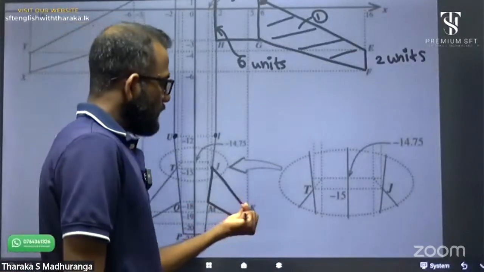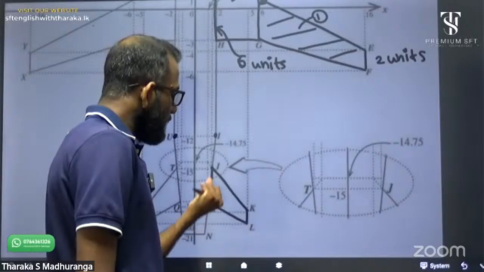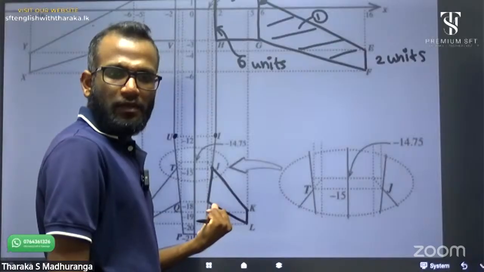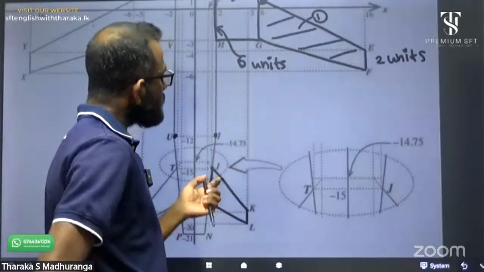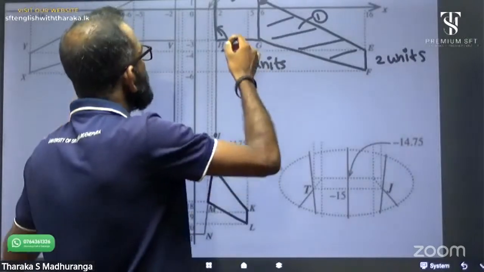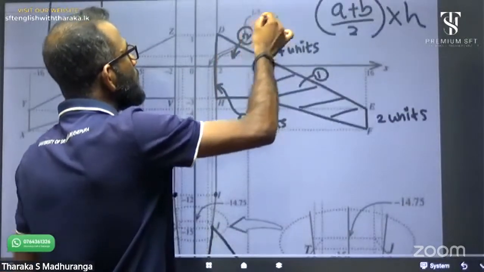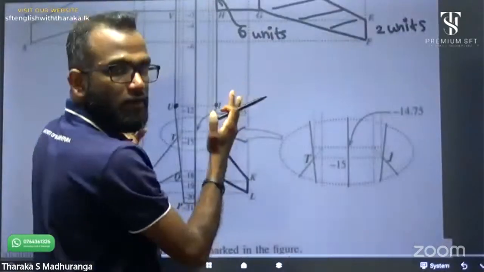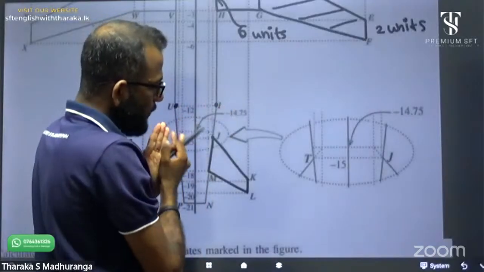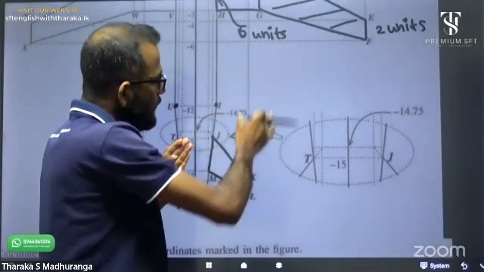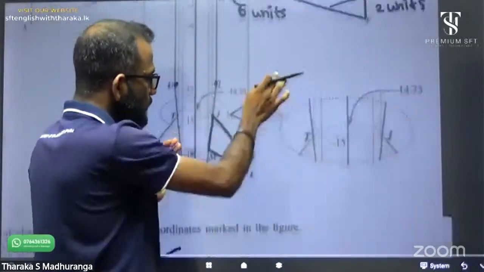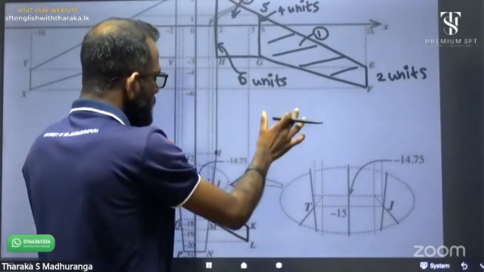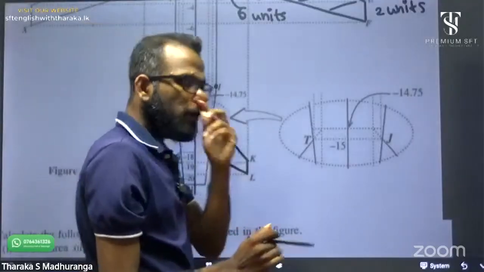Why? JK not parallel to JM. Sorry, KL not parallel to JM. This JM is a slant one. J point and M point have two different x coordinates. It's a slant one. But KL is a vertical one. KL vertical, both points have the same x coordinate, 5. Right?